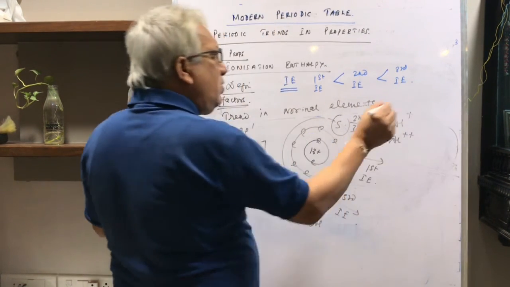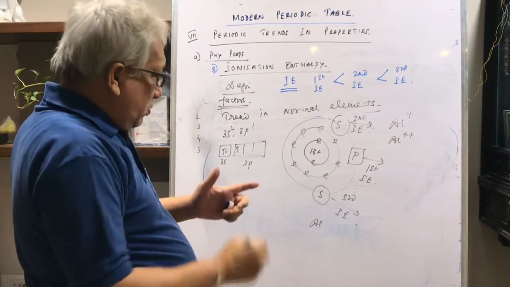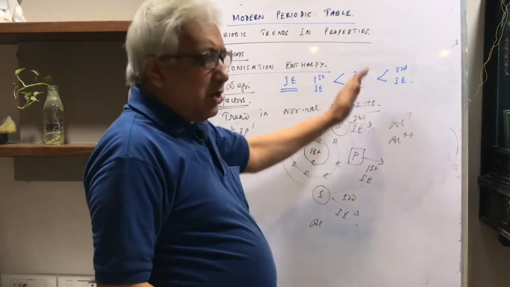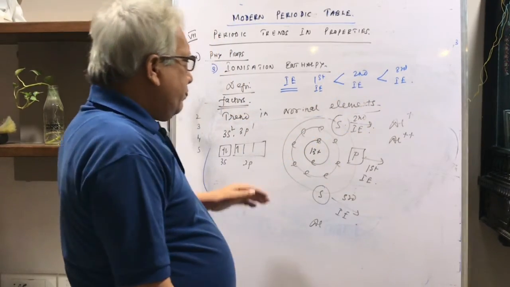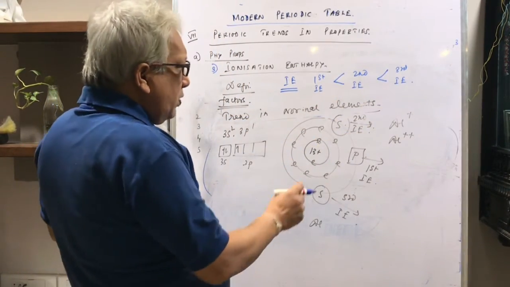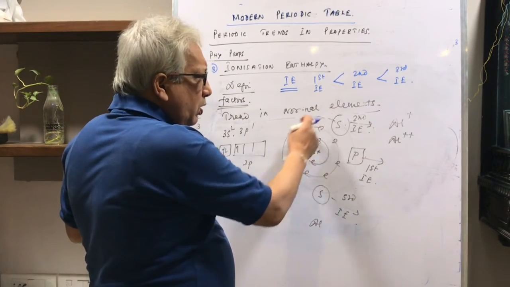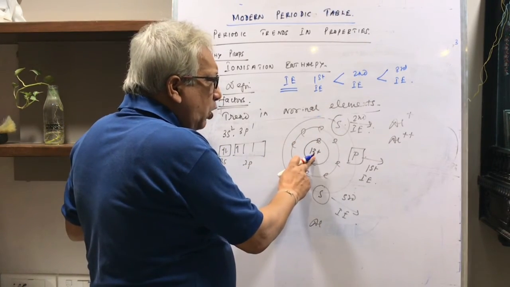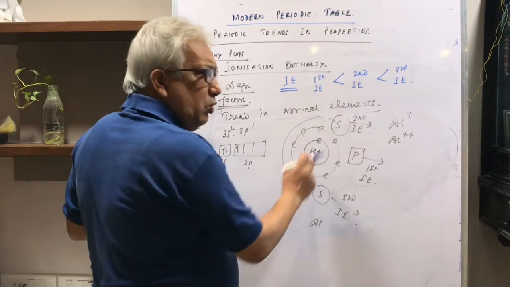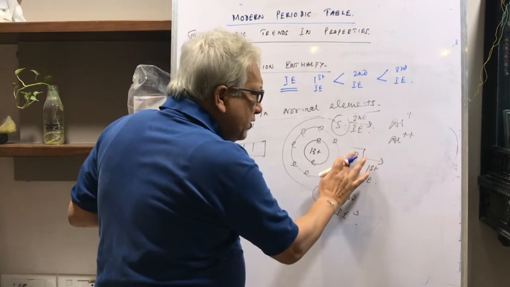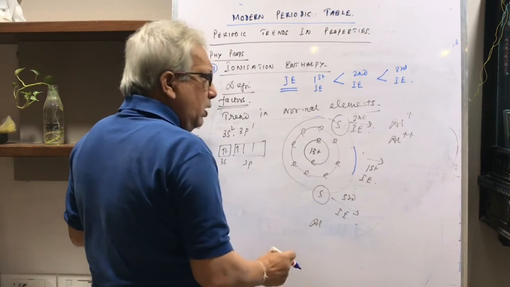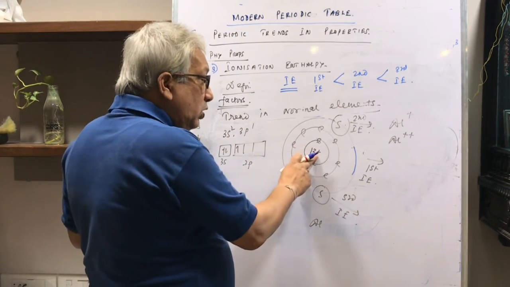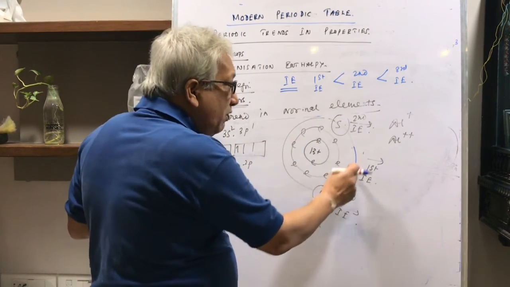Now what is the reason? In fact, after first, second will be much more, after second, third will be even more. Now what is the reason? The reason is, so when I remove, 13 protons are having attraction on 13 electrons. Now I remove this electron, so that first ionization enthalpy is gone. Then what happens is, now 13 protons are attracting 12 electrons.